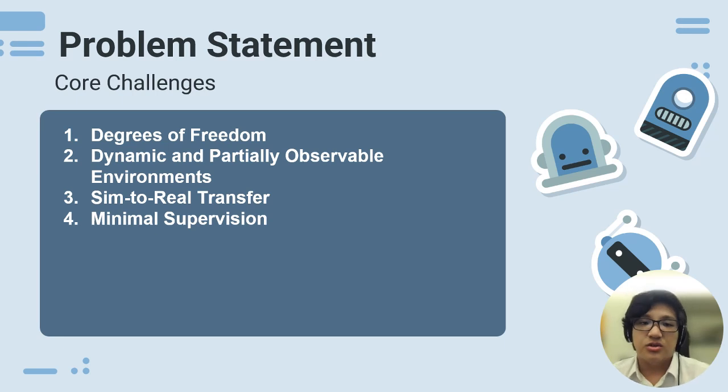This research focuses on addressing several key challenges in robotic grasping. Degrees of freedom: how can robots leverage 6 degrees of freedom grasping to adapt to arbitrary object poses and orientations? Dynamic and partially observable environments: how can robots operate effectively in settings where they have incomplete information about their surroundings? Sim-to-real transfer: how can models trained in simulation maintain high performance when deployed in real-world applications? And lastly, minimal supervision: how can robots achieve reliable grasping without relying on intensive real-world data or human demonstrations?